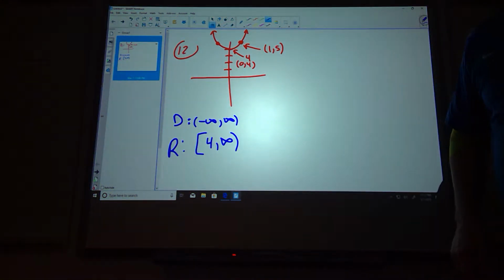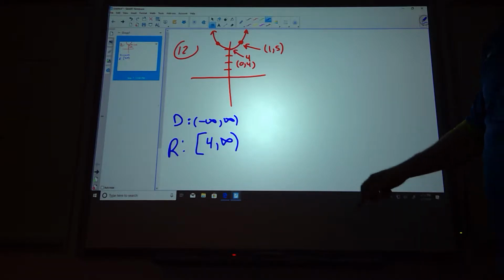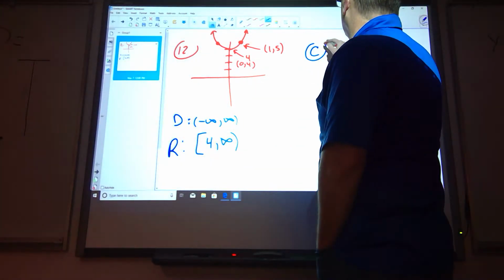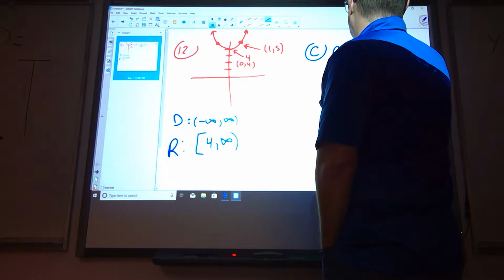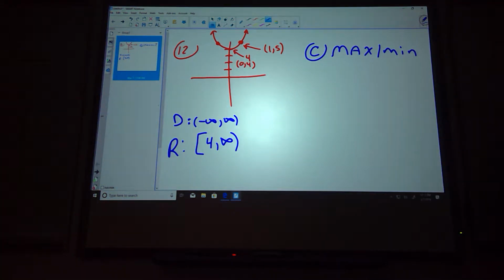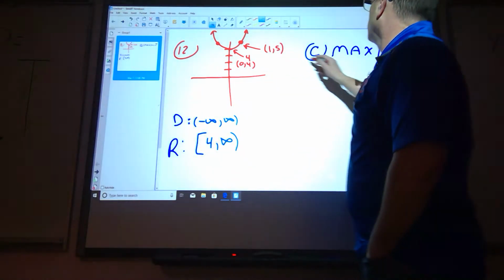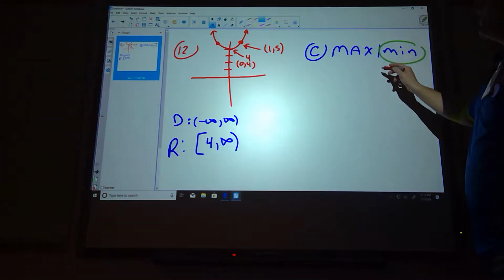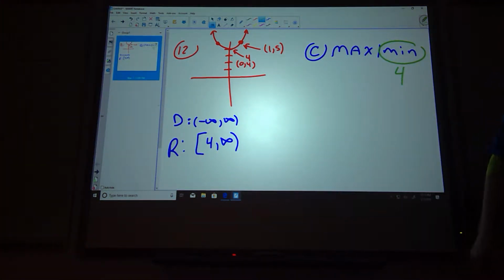Okay. Letter C says we want the max or the min. Okay, so let's think about this. Is my vertex opening upward? Yes. So is my vertex the highest point or the lowest point? The lowest point. So what is my vertex in this, a max or a min? It's a min, and the minimum value is 4. Okay, then you're talking about the max and min. It goes in the y direction as well.